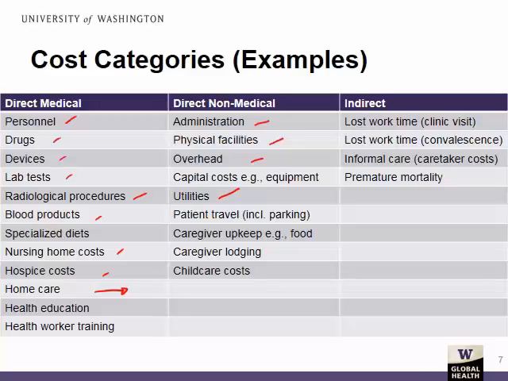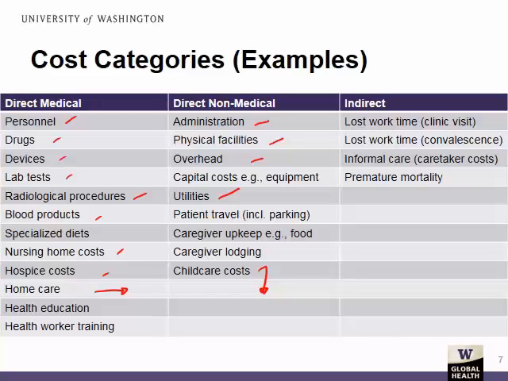Now on the patient side, you have patient travel, including things like parking. You have things like caregiver upkeep, especially in poor countries. If a patient comes with an attendant, that attendant might need lunch, or if they are admitted, they might need to go and hire a small room to be able to take care of a patient for a long time. And there's an important dimension of childcare costs. For adults who have young children and can't leave them by themselves, they incur a cost of childcare.